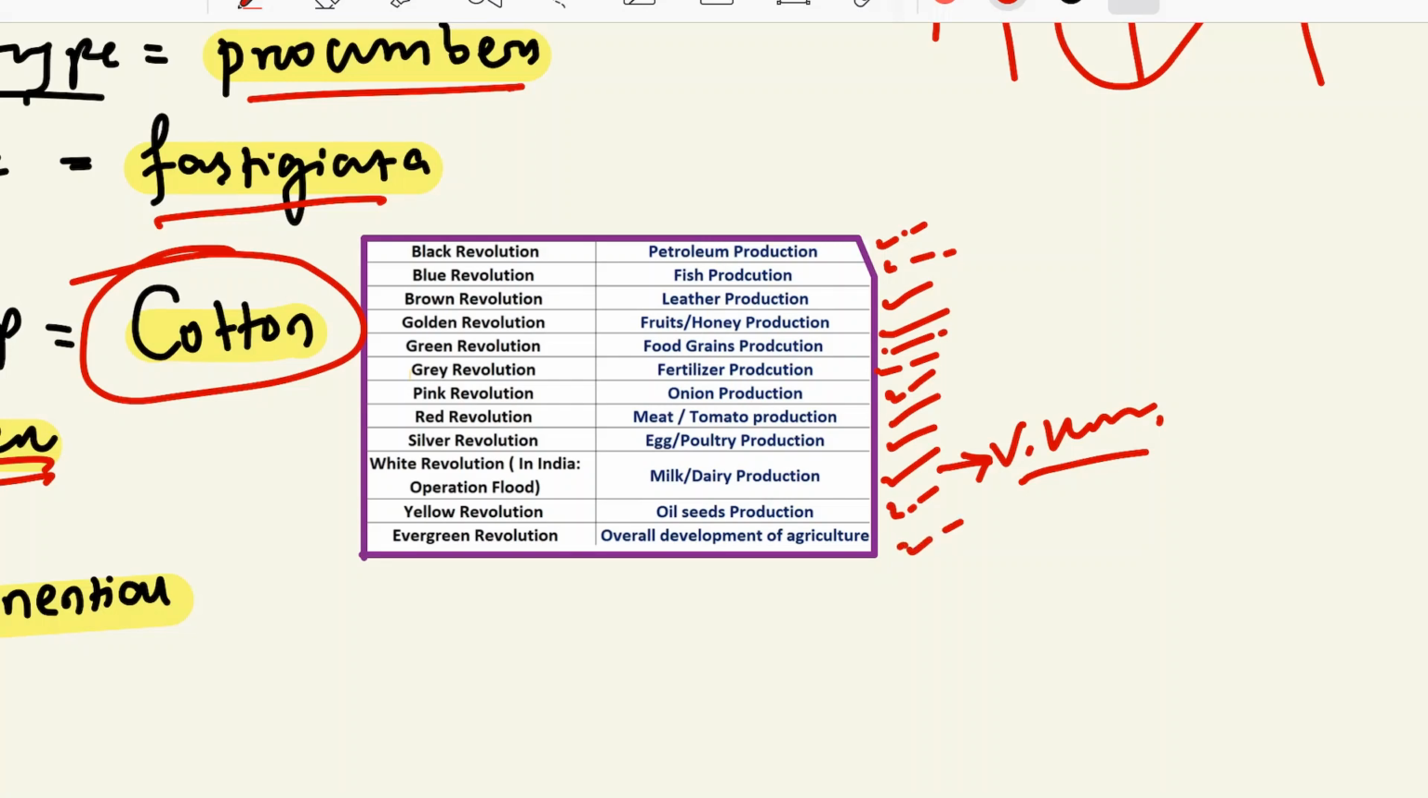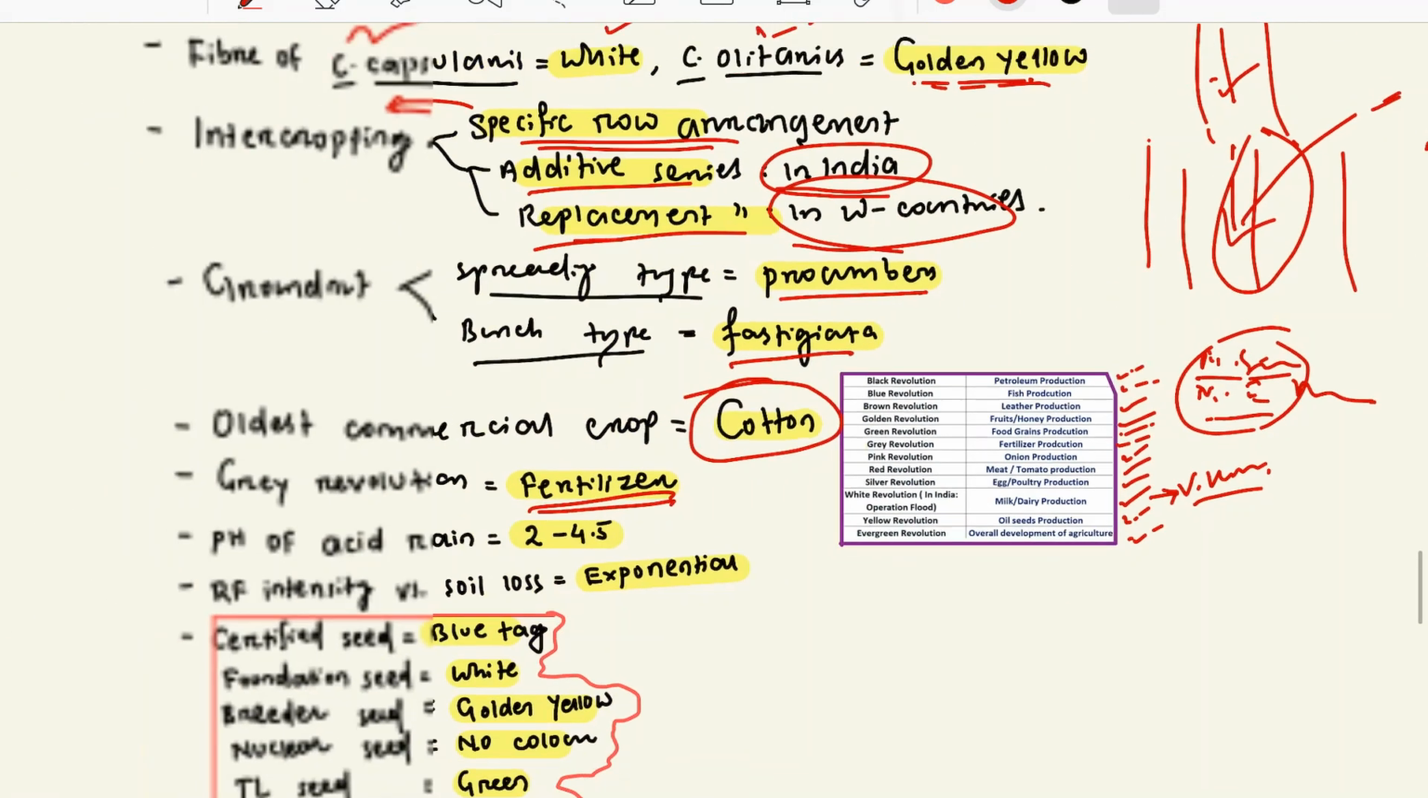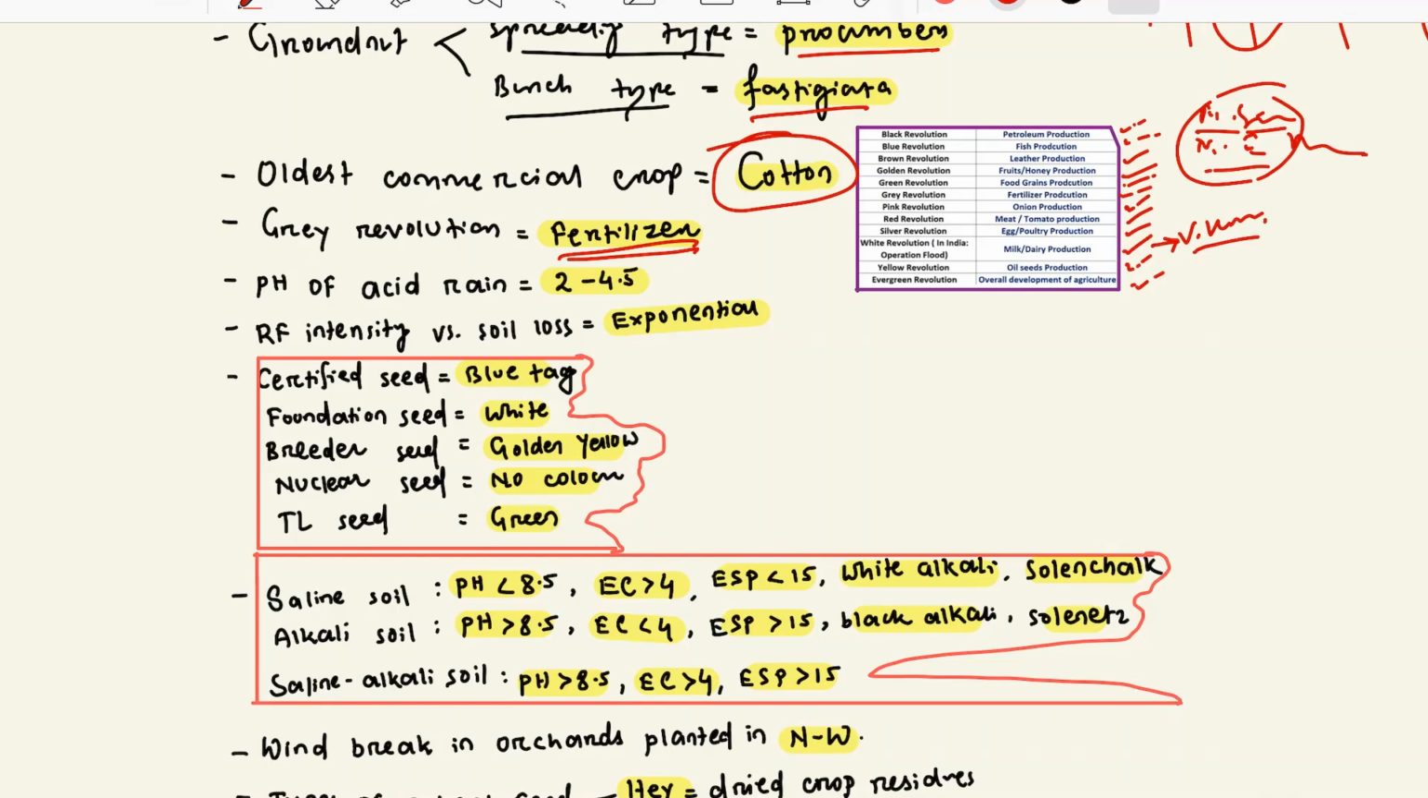Father of green revolution in India, M.S. Swaminathan. Father of green revolution, Norman E. Borlaug. Then pH of acid rain, that is 2 to 4.5. Then rainfall intensity versus soil loss, the graph will be exponential. There are different types of graphs like linear, quadratic, exponential, logarithmic. The rainfall intensity versus soil loss graph is exponential in nature.